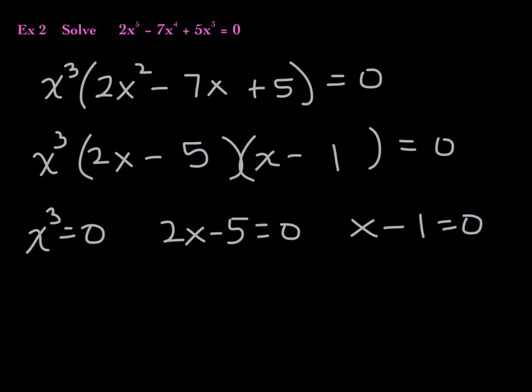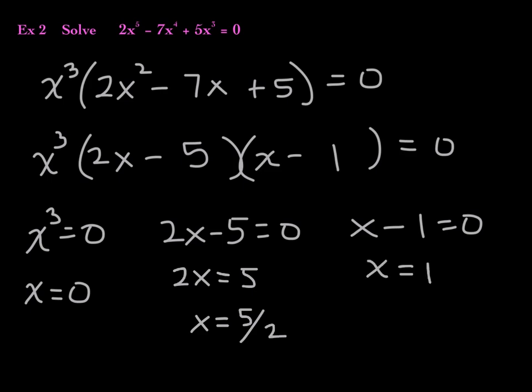erase all of that, and whenever I have something like this, a factor set to the power of 3 like this, I'll just take one copy of that factor and set it equal to 0. Here I'm going to add 5 to both sides, so I'll have 2x is equal to 5, and then I'll divide by 2, so 5 halves. And over here, of course, we'll add 1 to both sides. So you get x equal to 1. And then in set notation, it would be 0, 5 halves, and 1.